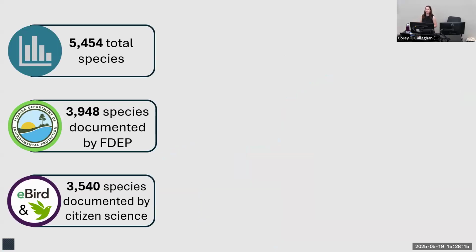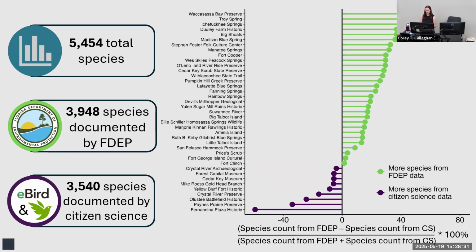In total, from both sources, we had 5,454 species across these parks. 3,948 were documented by FDEP, and 3,540 were documented by citizen science. Here we're looking at all 39 parks, and essentially at a metric which is the proportional contribution of FDEP data. What we're seeing is that in about 75% of the parks, there are more species documented by FDEP, and in the other 25% of the parks, there are more species documented by citizen science.